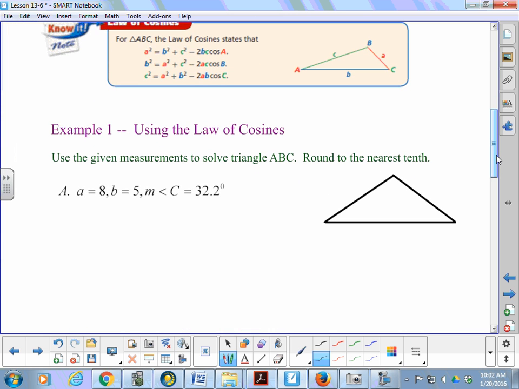So here we have a triangle ABC, where they tell us that side A is 8, side B is 5, and the measure of angle C is 32.2 degrees. And they want us to solve this triangle and round to the nearest tenth.